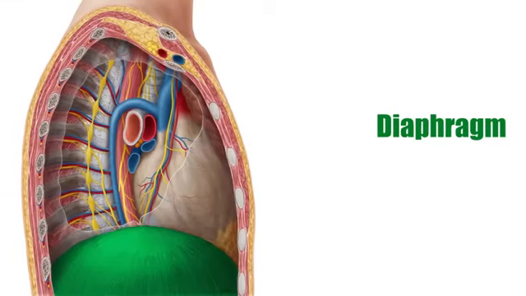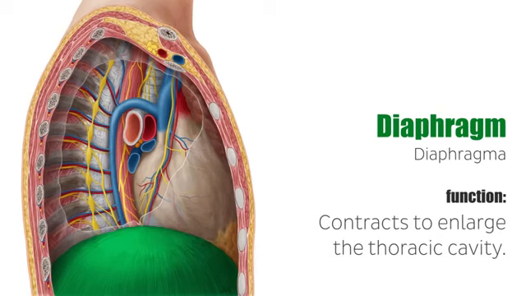Skeletal muscle that resides in the trunk of the body and separates the thoracic and abdominal cavities from one another. Its function occurs during breathing when it contracts to enlarge the thoracic cavity and reduce the intrathoracic pressure so that the lungs may expand and fill their alveoli with air.